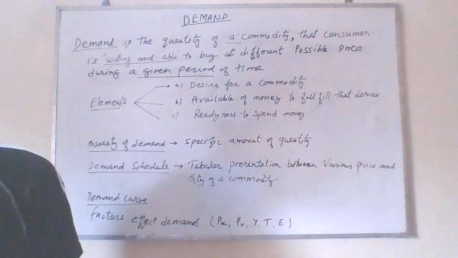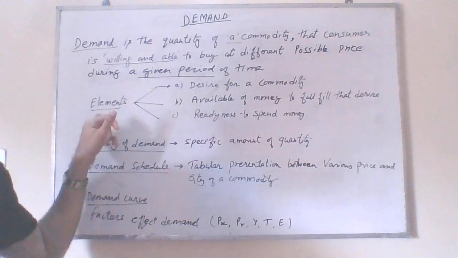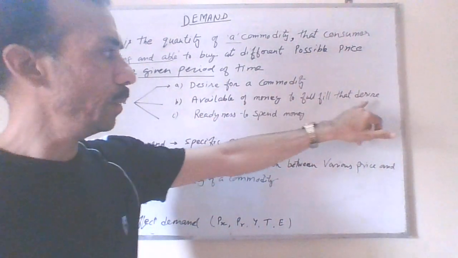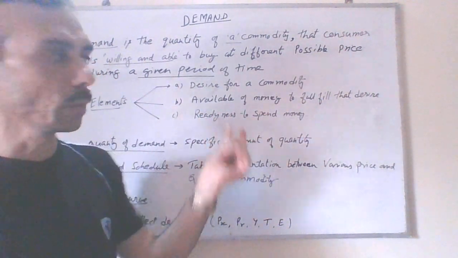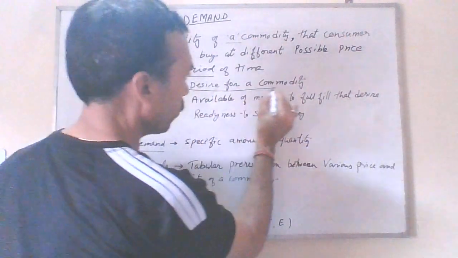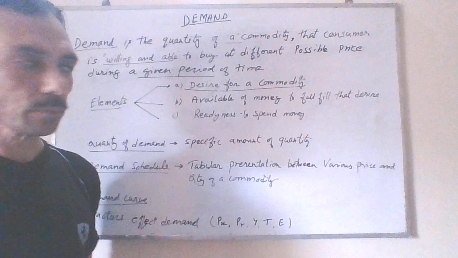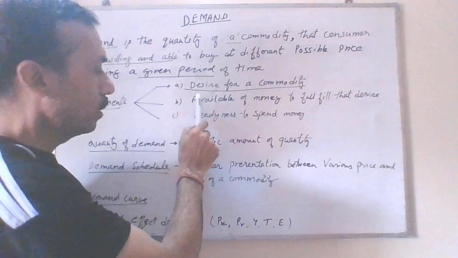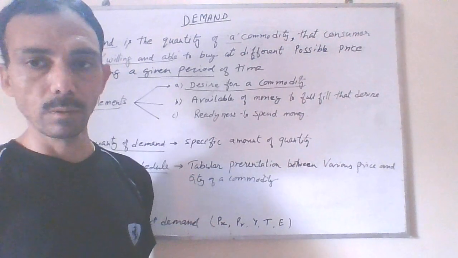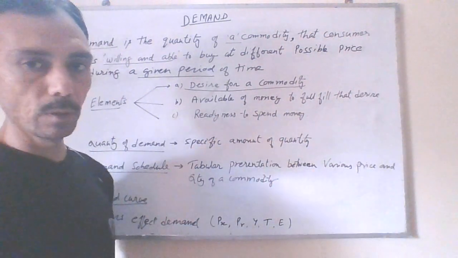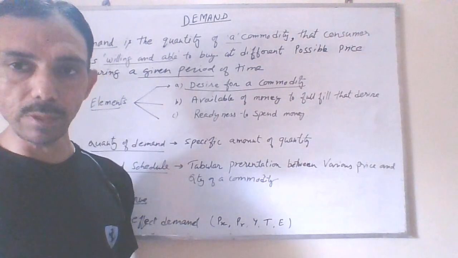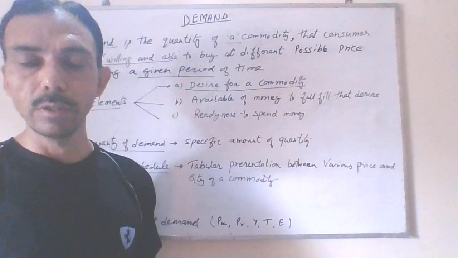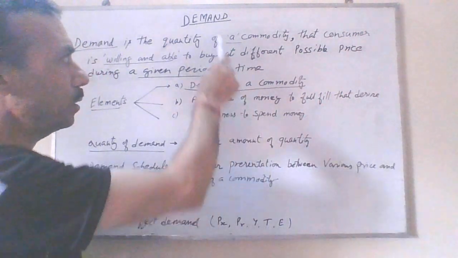There are three vital elements required to say anything is demand. These are desire for a commodity, availability of money to fulfill that desire, and readiness to spend the money. Desire for a commodity is the first vital element. You must have some desire for a commodity. Second, you should have money available to fulfill that desire. And third is readiness to spend the money. The consumer must be ready to spend their money to fulfill their desire. When all three elements come together, then we can say that the desire is converted into demand.